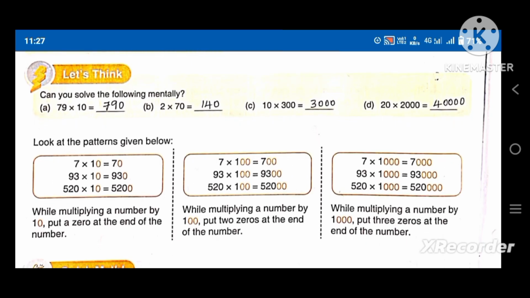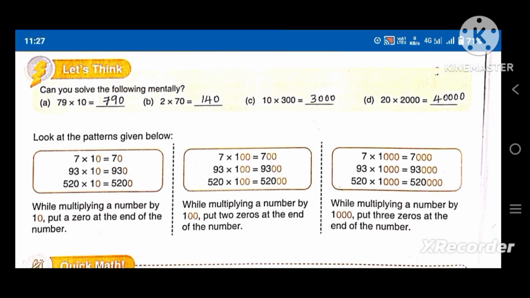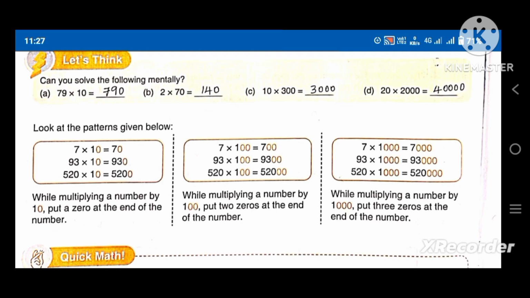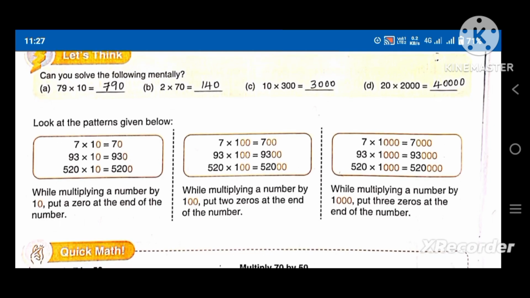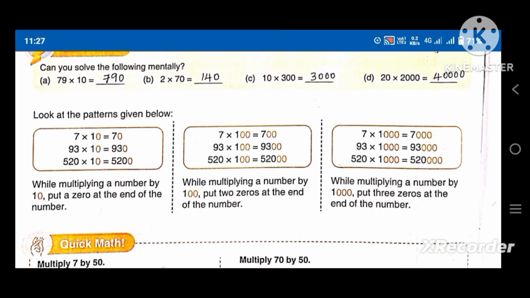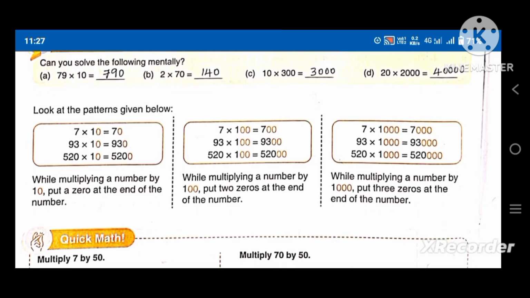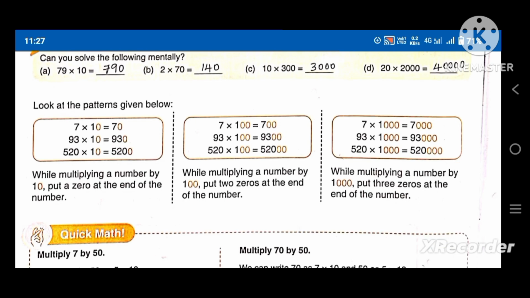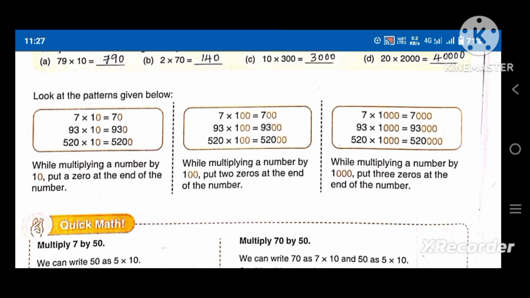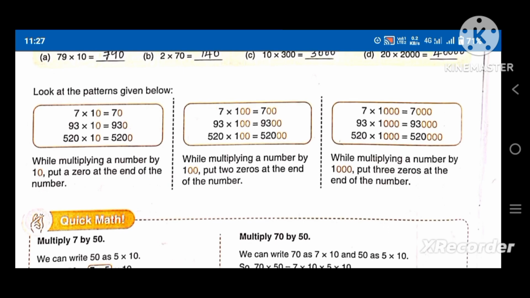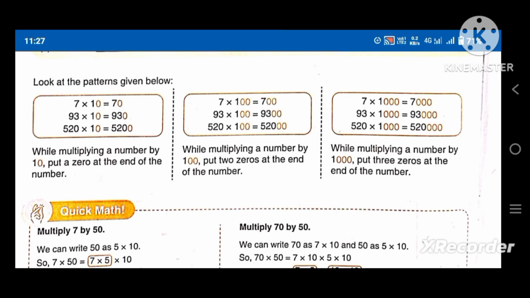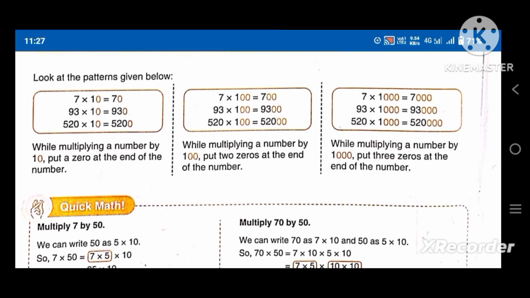Can you solve the following mentally? A. 79 into 10 is equal to 790. We put the 0 first and then 79 into 1, 79, like this. B. 2 into 70. We put the 0, 1, 0. Then 2 into 7, we multiply, 14, 140. 10 into 300 means we put the zeros, 3, and then 2 into 3.